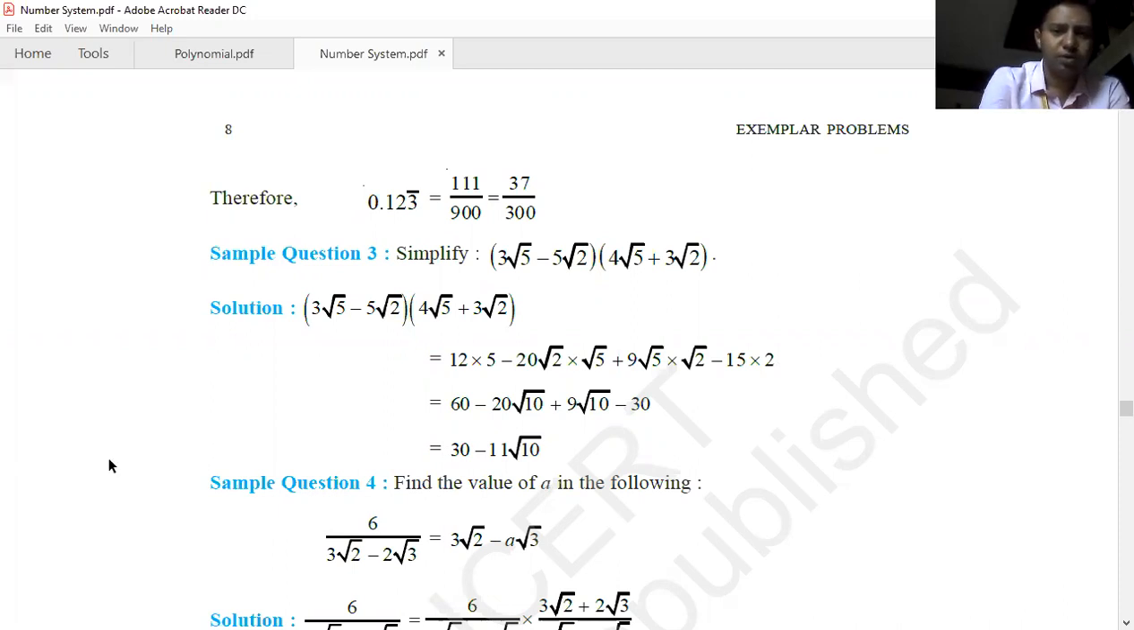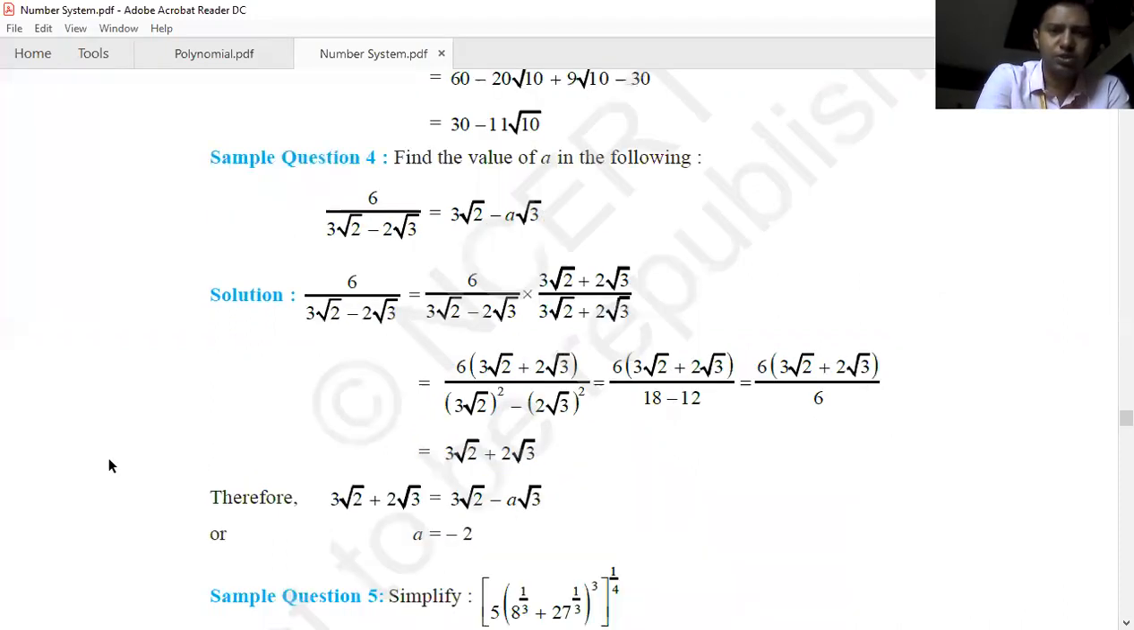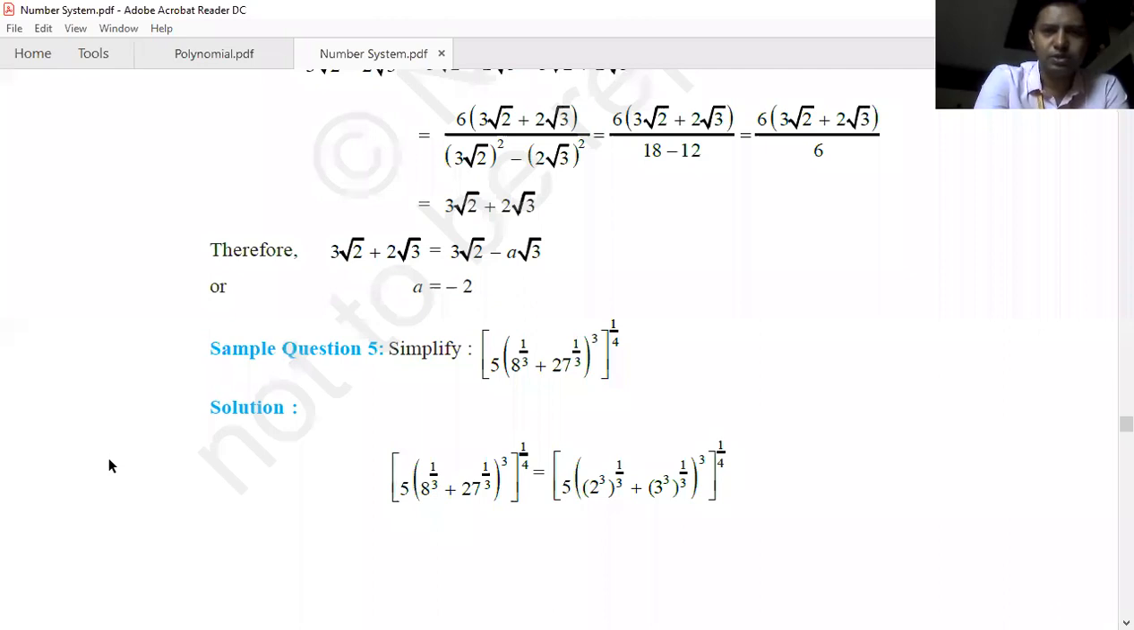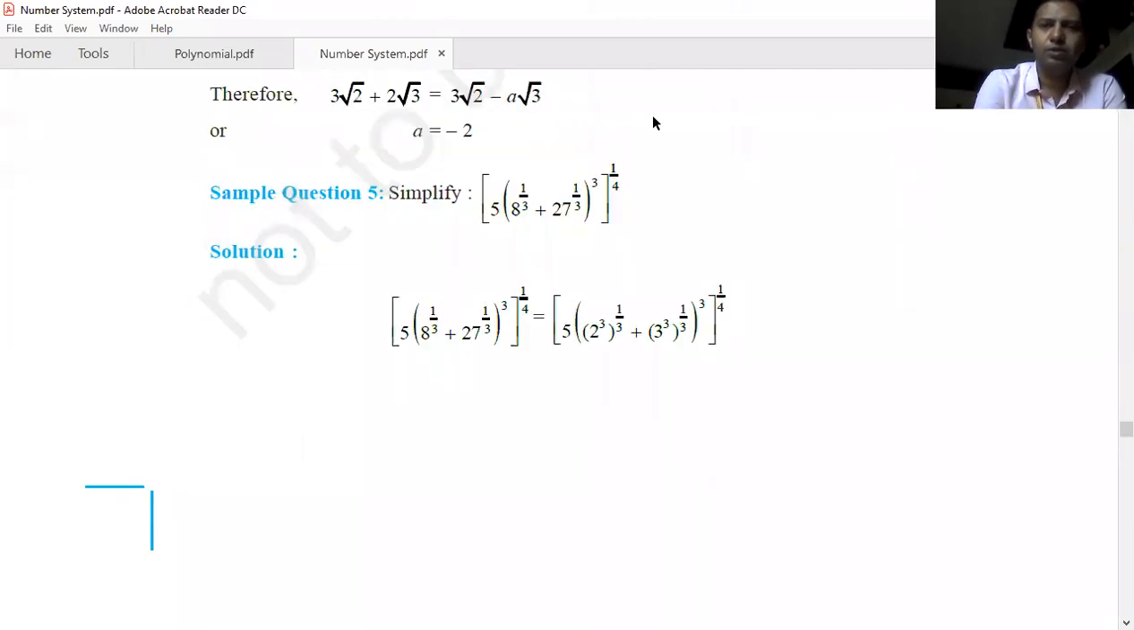Now, another sort of question: 5 times (8 raised to the power 1 by 3 plus 27 raised to the power 1 by 3) whole cube, whole raised to the power 1 by 4. Now 8 raised to the power 1 by 3 is 2 cube raised to the power 1 by 3, and 27 raised to the power 1 by 3 is 3 cube raised to the power 1 by 3. After solving, we'll get 2 and 3.